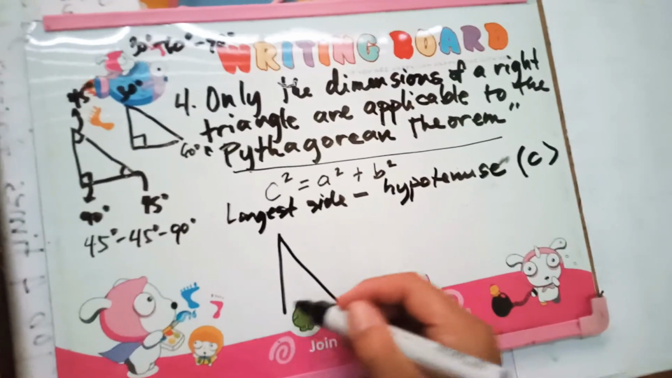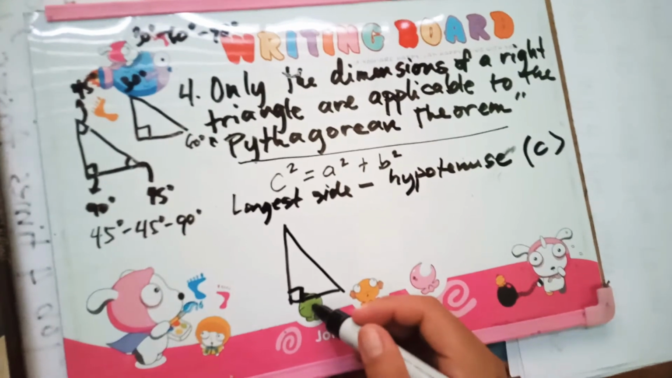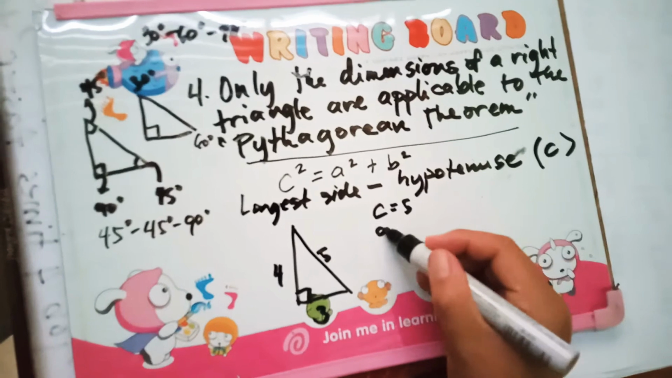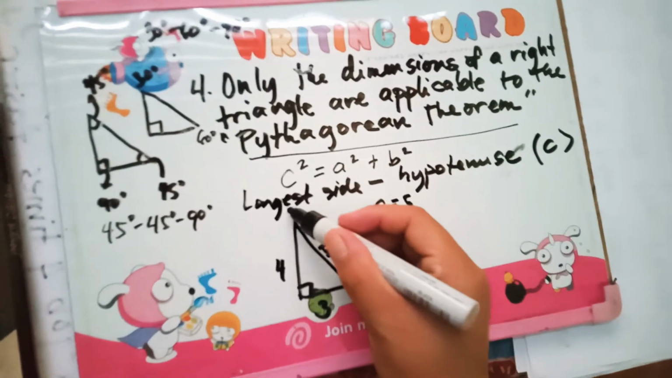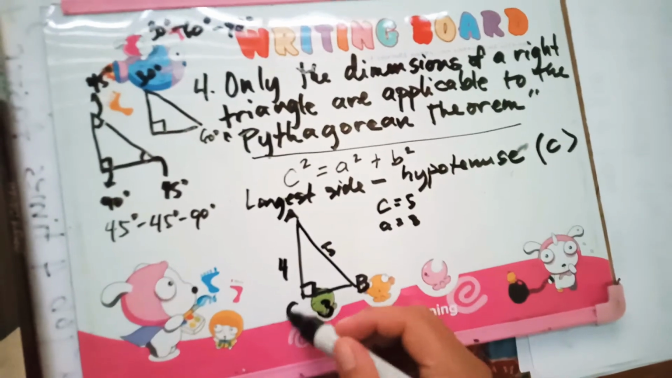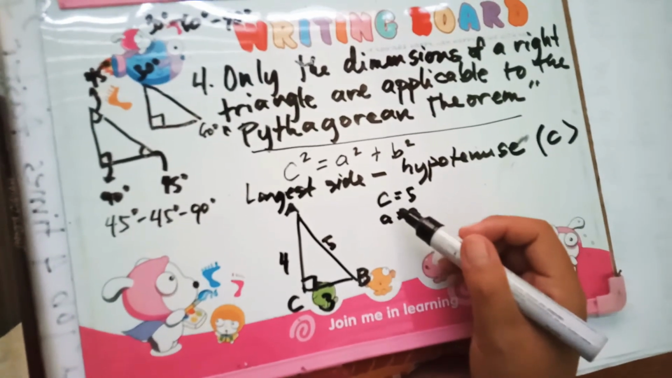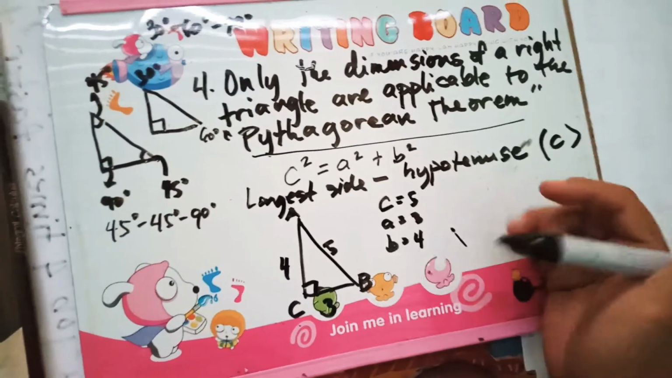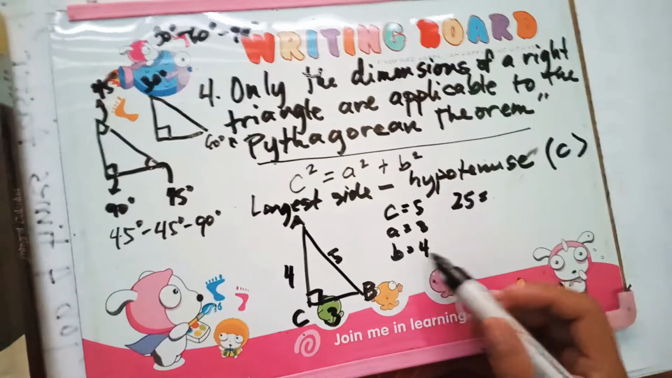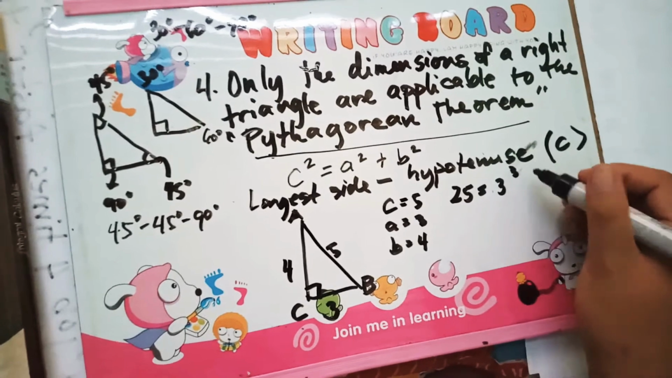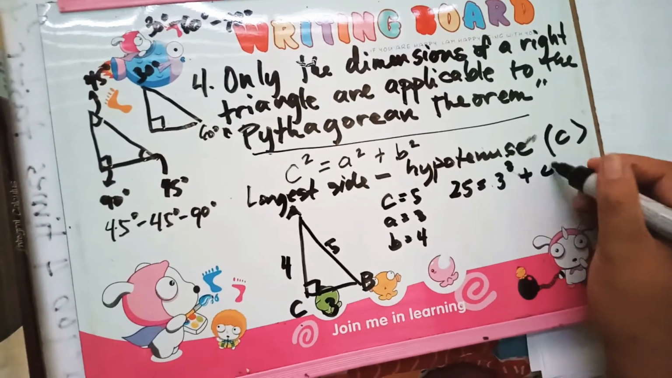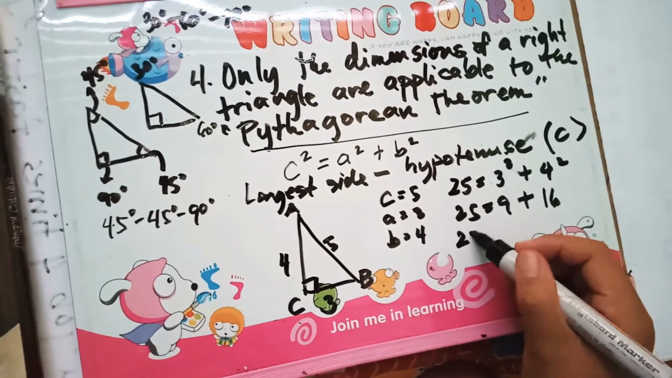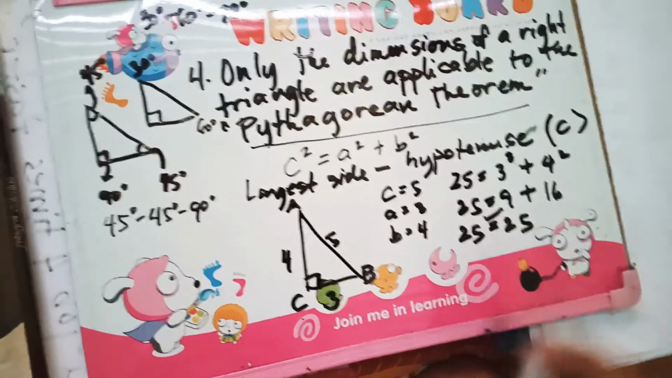So, for example, we have a right triangle, 3, 4, 5. Okay? So, your C is equal to 5. Your A is equal to 3, because this is A, B, C. And your B is equal to 4. So, if you square C, that is 25. A squared plus B squared is 3 squared plus 4 squared. So, 25 is equal to, 3 squared is 9, 4 squared is 16. 9 plus 16 is 25. That is what the Pythagorean theorem says.